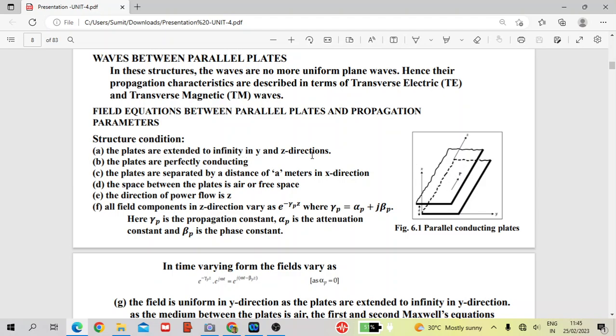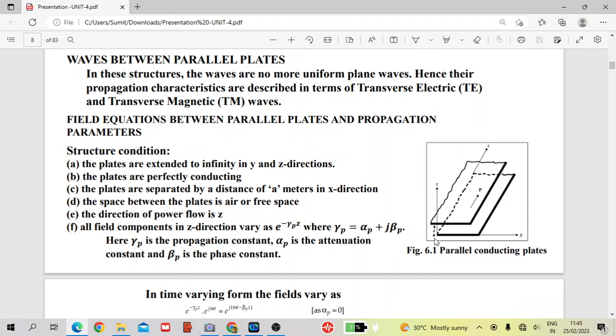We can see that the structure condition is that the plates are extended to infinity in the YZ direction and the plates are perfectly conducting. The plates are separated by a distance A, as can be seen from the diagram. Let me enlarge it. You can see from the diagram the plates are separated by distance A, and the space between the plates is air or free space.